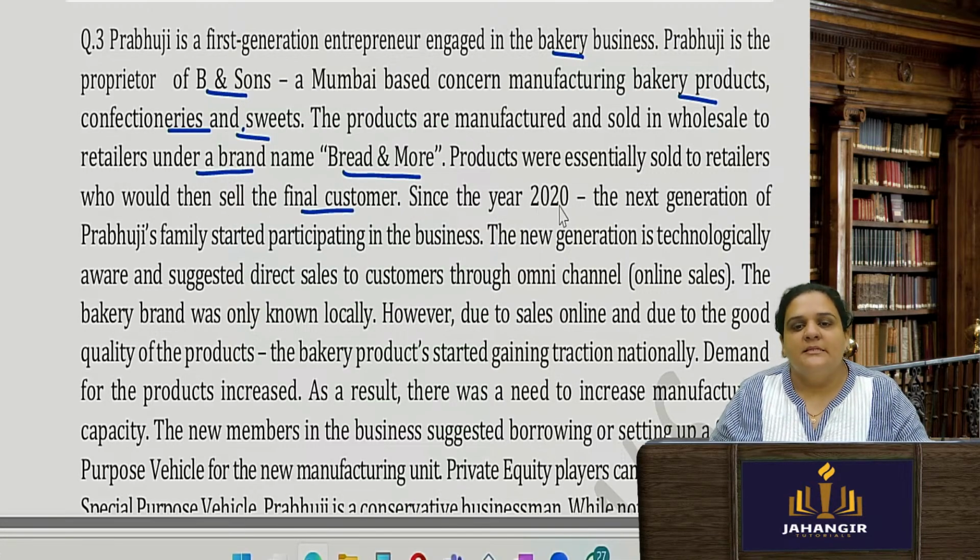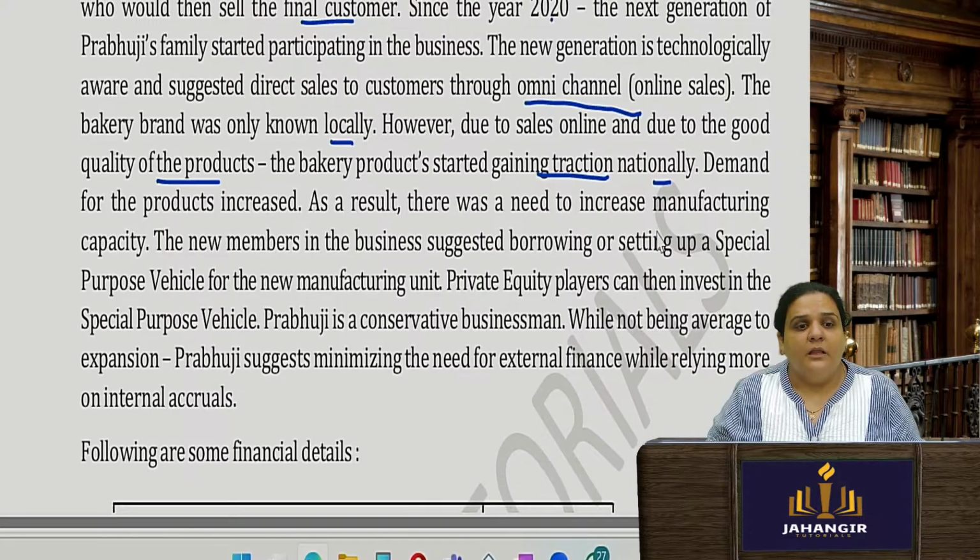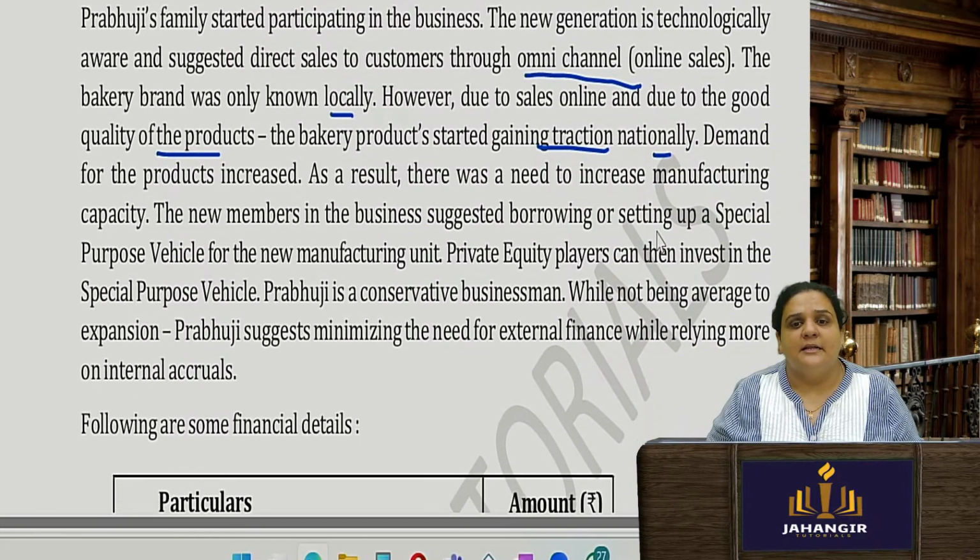Okay. Since the year 2020, the next generation of Prabhuji's family started participating in the business. The new generation is technologically aware and suggested direct sales to the customers through online channels, omni channels. The bakery brand was also known locally. However, due to online sales and due to the good quality of the products, the bakery products started gaining traction nationally. Demand for the products increased. As a result, there was a need to increase the manufacturing capacity.